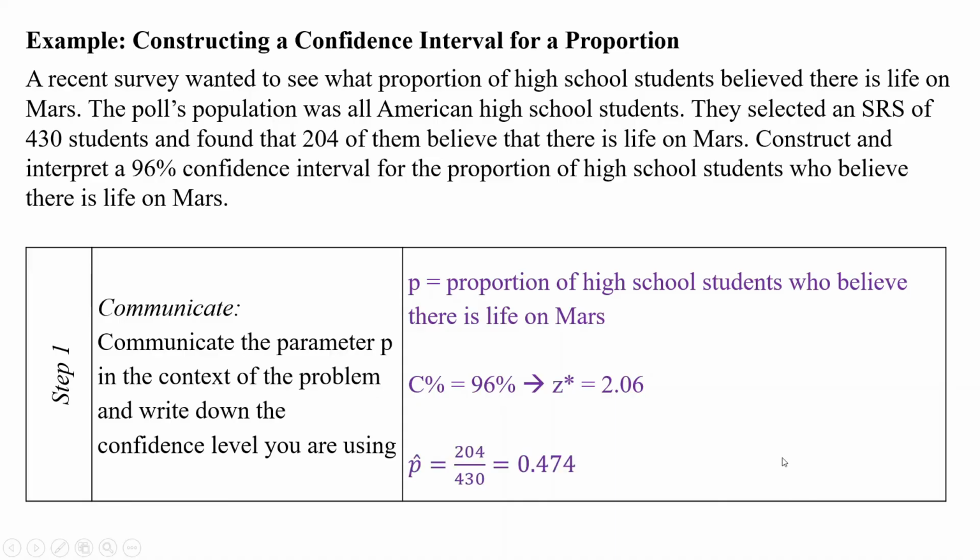And this is also a good spot to communicate what our p hat value is, since we have to use that in our calculations as well. So p hat: 204 out of 430 students believe that there is life on Mars, and that gives us 0.474 as our proportion. So that's step 1, communicating some information from the problem.